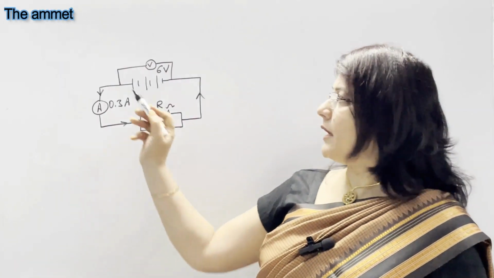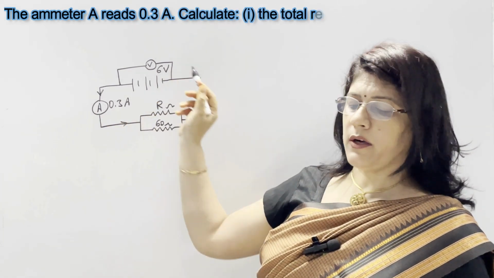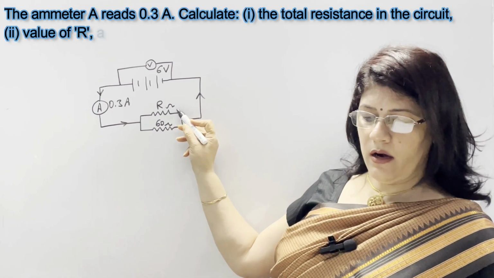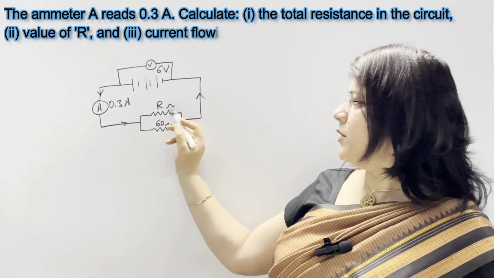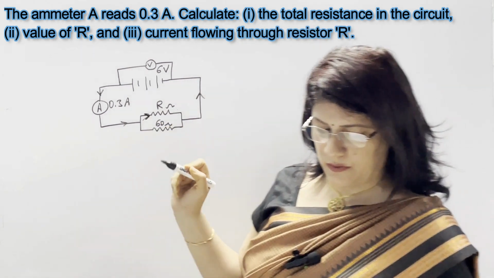Now a small twist in the question. The ammeter A reads 0.3 ampere. Calculate the total resistance in the circuit, second the value of R, and third the current flowing through this resistor R. These are our questions.